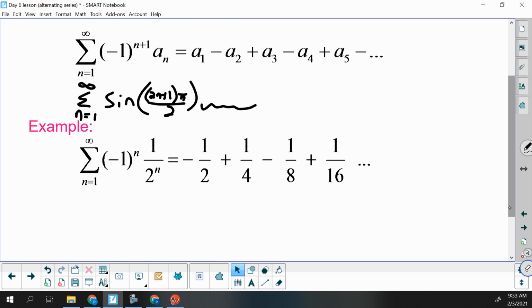So here's an example of an alternating series. We have negative 1 to the 1 to start, so we're going to go negative, positive, so on. And then this is just geometric. You're multiplying by a half.